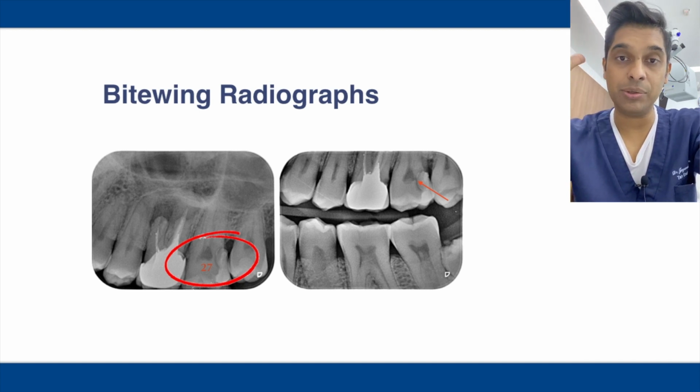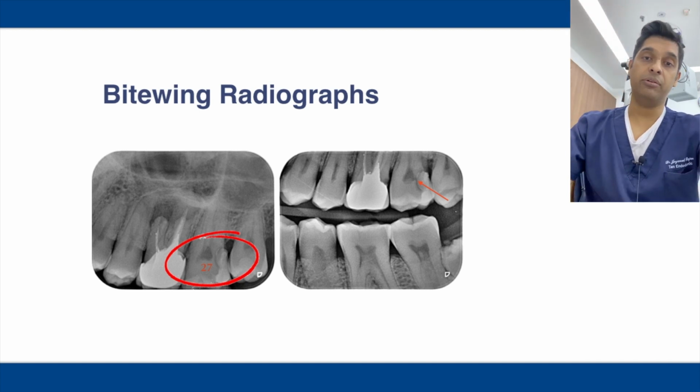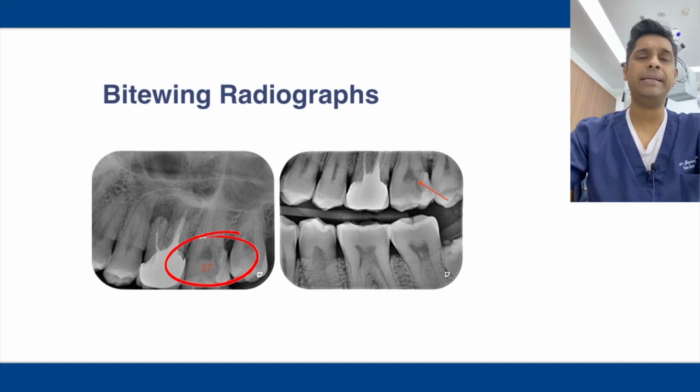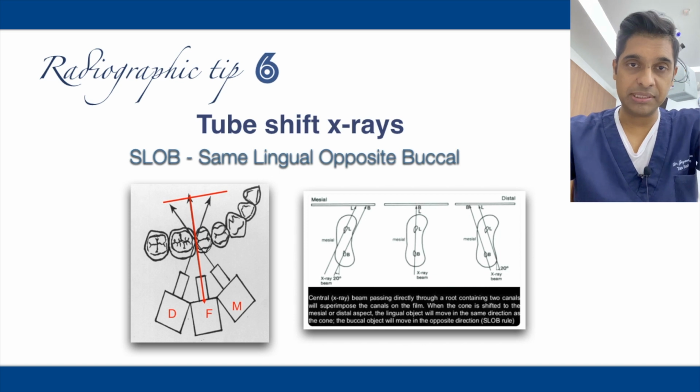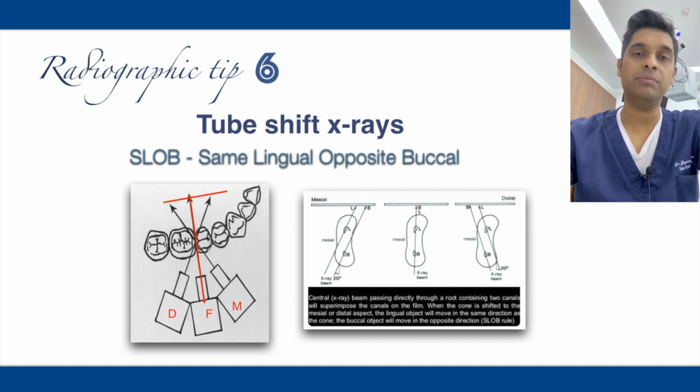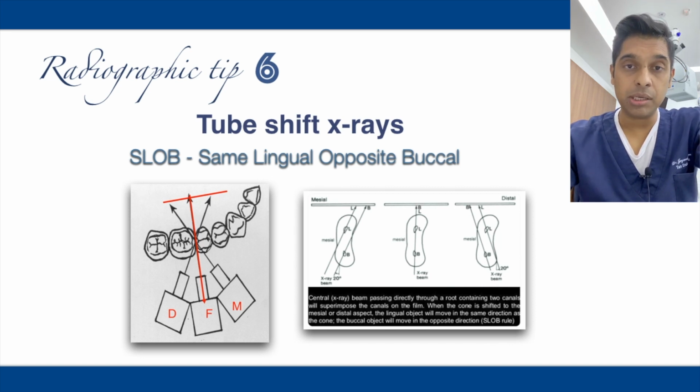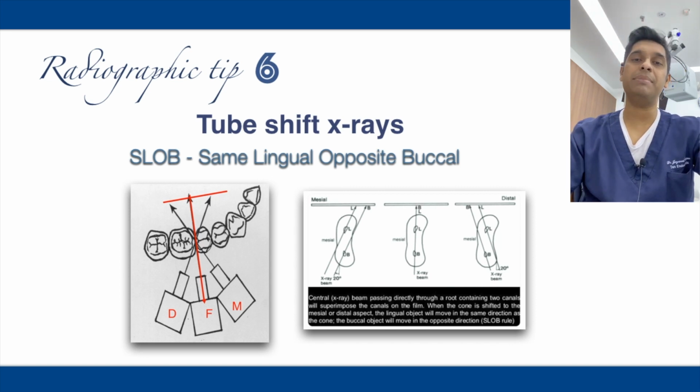You probably start looking from the endo point of view. Okay, and cone shift X-rays are important because this is also very common. Some call it Clark's rule or the buccal object rule. SLOB, same lingual, opposite buccal.